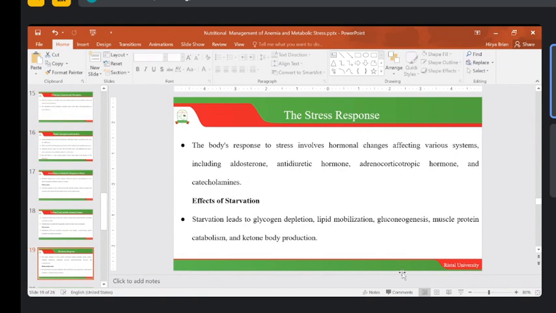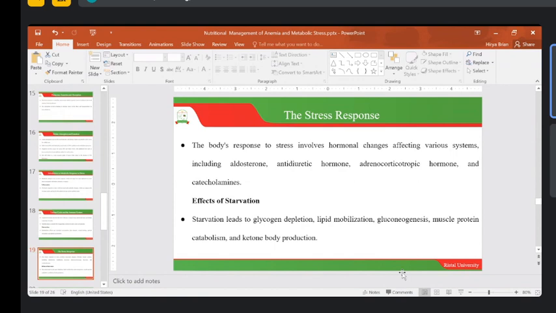So the stress response here, we are looking at the body's response to stress, which involves hormonal changes affecting various systems, including the aldosterone, the antidiuretic hormone, like we saw in the kidney disease, the adrenocorticotropic hormone, and also the catecholamines, etc. These hormones, really, it's something we need to cover broadly so that we understand the different hormones, when they are secreted, and what they really do.